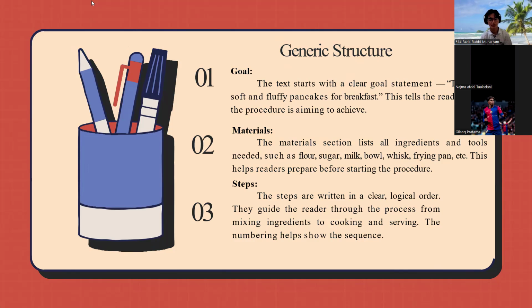The third is steps. The steps are written in a clear, logical order. They guide the reader through the process from mixing ingredients to cooking and serving. The numbering helps show the sequence.